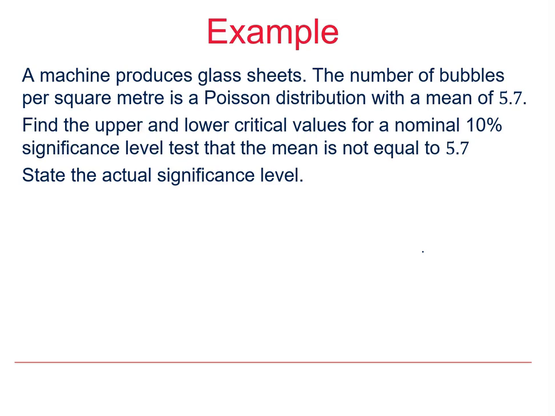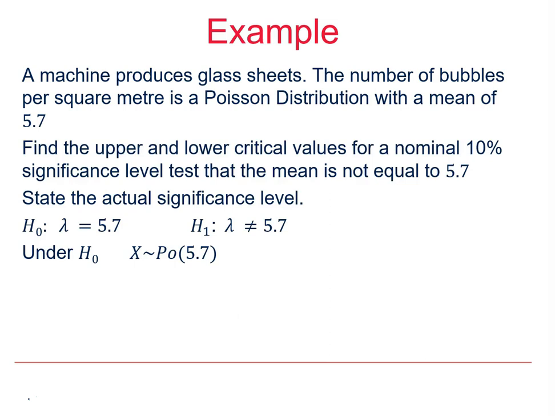So it's probably worthwhile pausing for a moment here and just reading through this example and thinking, what's the important information here, what hypothesis and alternative hypothesis are involved, what the significance level is, and how you would actually proceed to find the upper and lower critical values and to state the significance level.